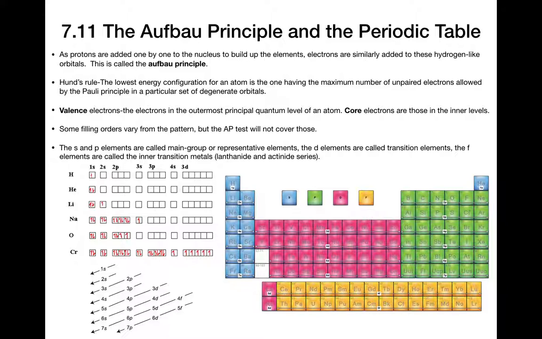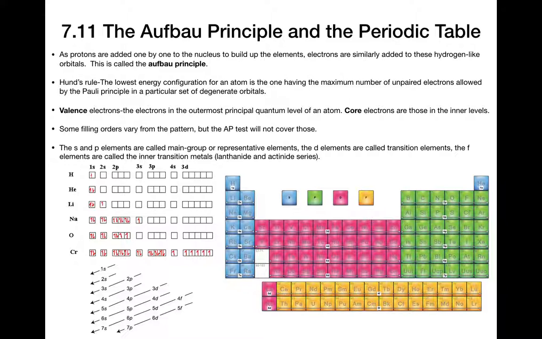Now, you will find as you study this in more detail that there are some of the filling of particularly the d's and the f's that are a little bit out of order. We have the diagonal rule in the bottom left that shows the order of the filling. Sometimes you will get one that you expect to go into a d, but it goes into an f or something like that. You don't need to know all those exceptions for the AP test. The AP test will not cover the exceptions to the rules.